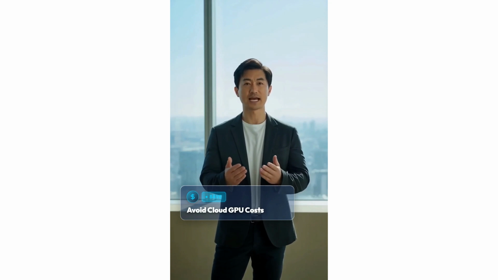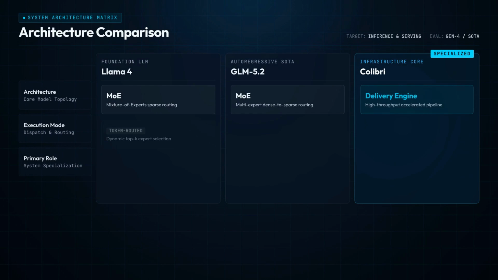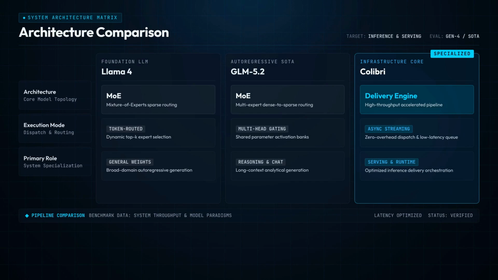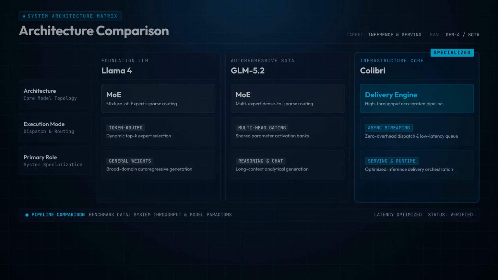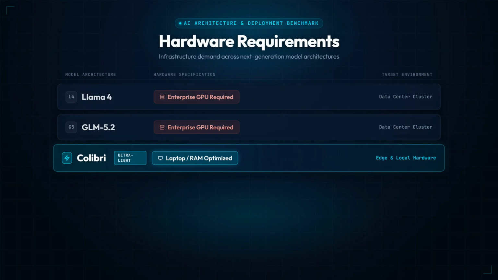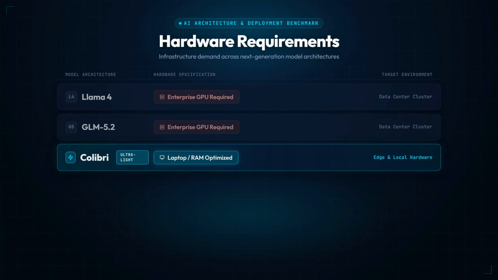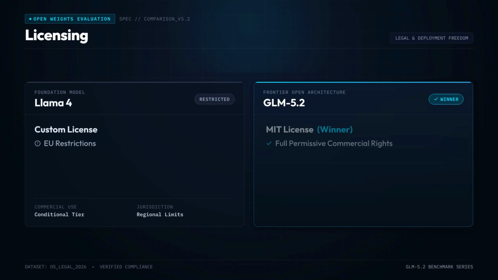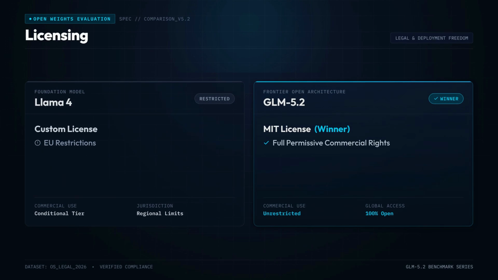So how do these three actually compare? Let's break it down. On architecture, Llama 4 and GLM 5.2 both use mixture of experts designs. Colibri is the delivery mechanism. On hardware requirements, Llama 4 and GLM 5.2 expect serious GPU resources. Colibri is specifically built to avoid that. On licensing, GLM 5.2 wins with its clean MIT license. Llama's custom license carries more restrictions, particularly in the EU.